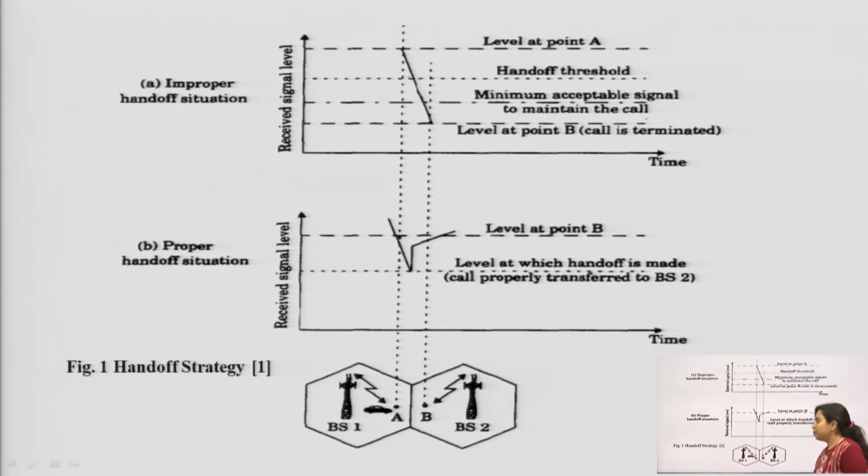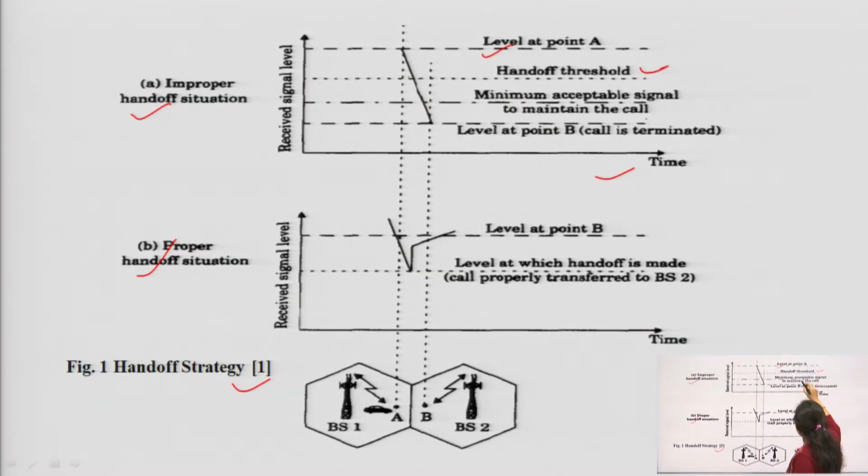Now, this diagram is basically showing the handoff strategy. You can see there are two cases: the first one is the improper handoff situation, and the second one is the proper handoff situation. We will see what these two cases are. This is the received signal level versus time graph. This is the level received at point A, then the handoff threshold will be there.